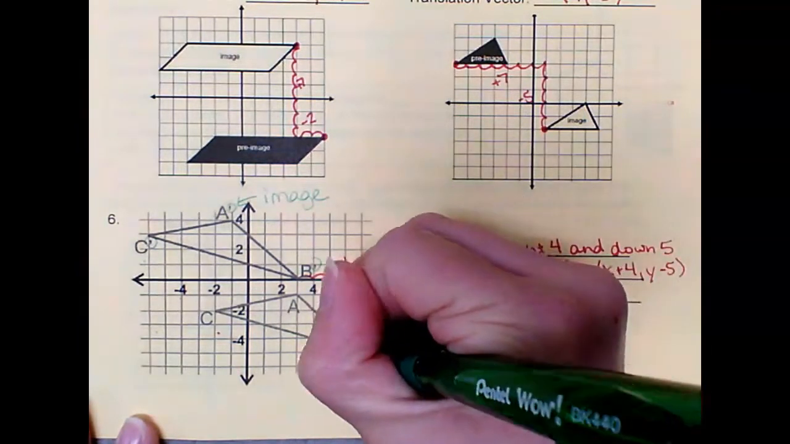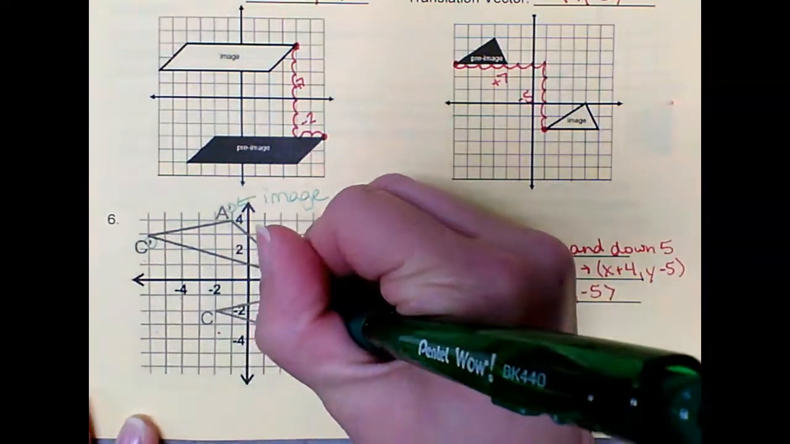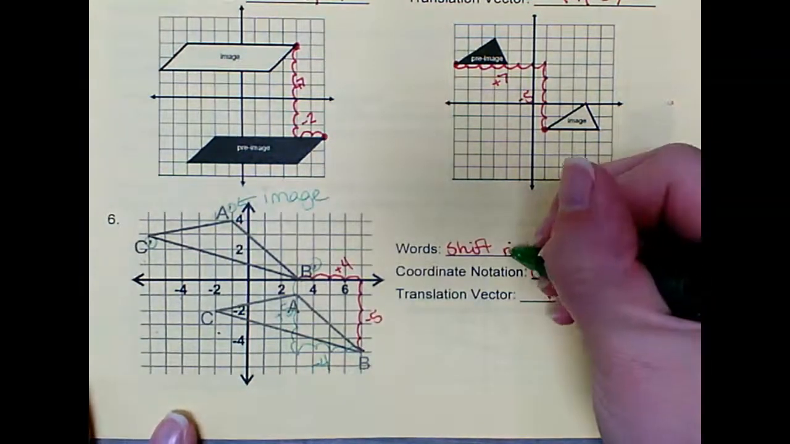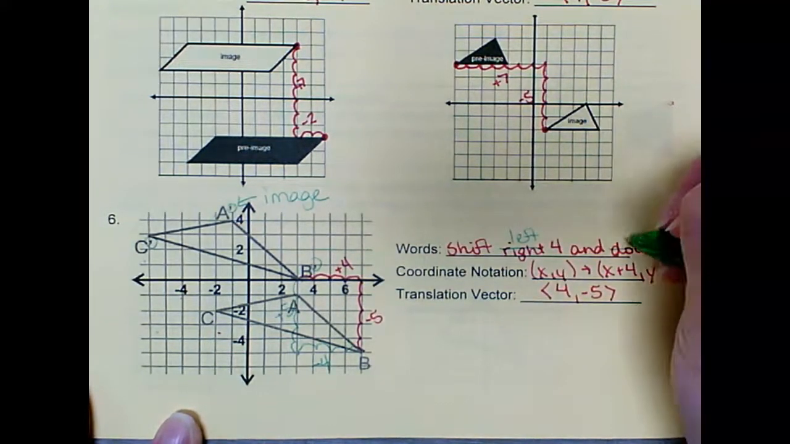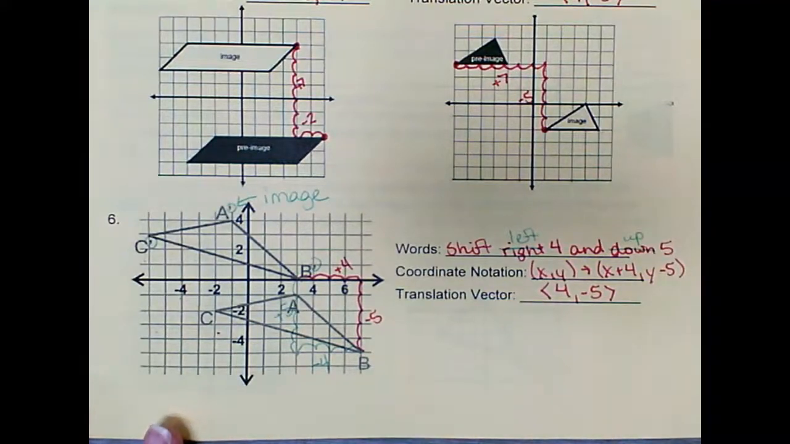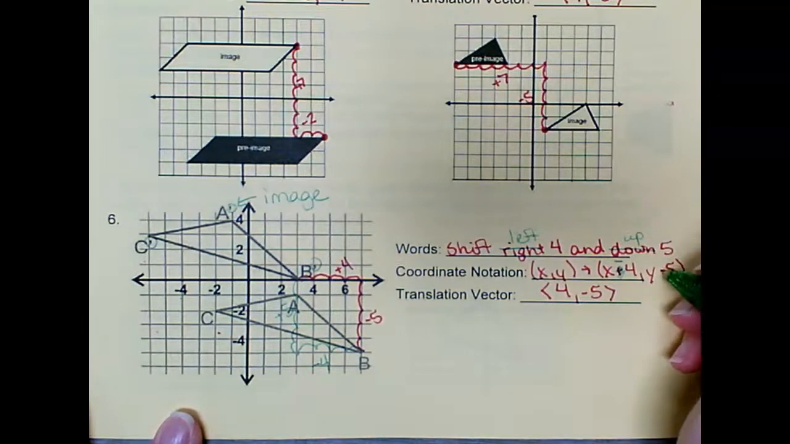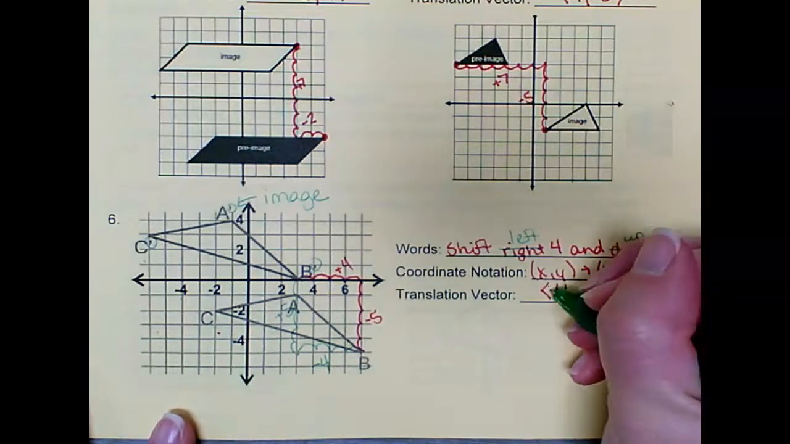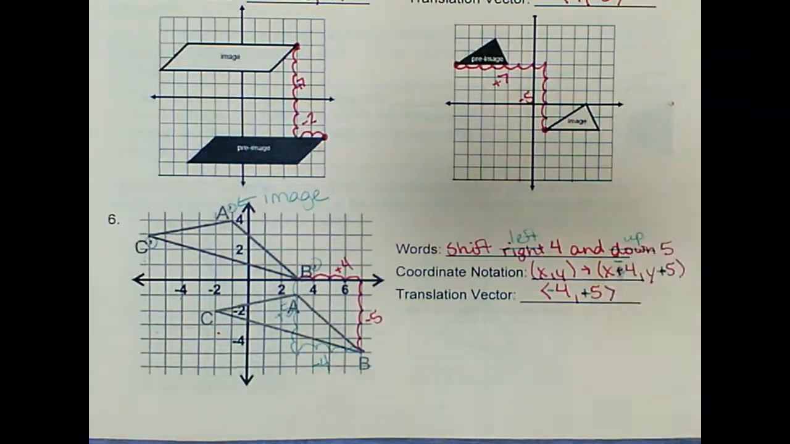So I shift 1, 2, 3, 4 to the left, and 1, 2, 3, 4, 5 up. So instead of shifting right 4, I should have shifted left 4. And instead of going down 5, I should have gone up 5. My coordinate notation is okay, except I should have done x minus 4 and y plus 5, which means that the minus 4 should be here in the translation vector, and a positive 5 should be here in the translation vector. So watch out for identifying your pre-image and your image.